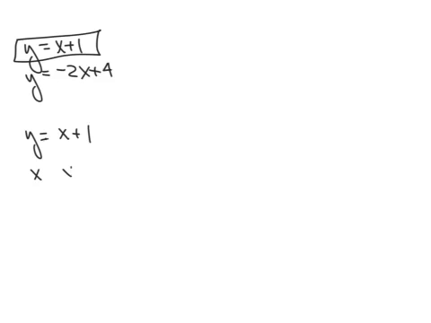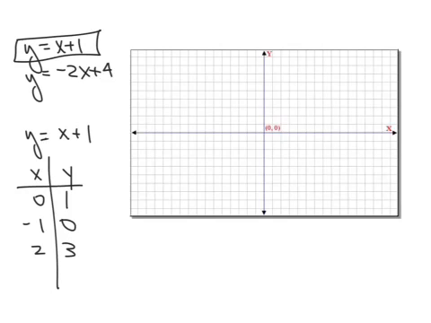make a table, plug any number you want in here for x, and then see what your y is. 0 plus 1 is 1. If we put in a negative 1 plus 1 is 0. Let's say we put in a 2. 2 plus 1 is 3. Okay? And then when we graph, it's real easy to go 0, 1, negative 1, 0, and 2, 1, 2, 3. And we get a line right there. So that's one way to find out where that line is.